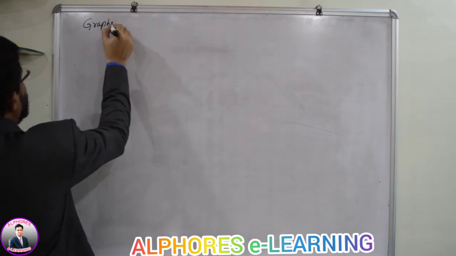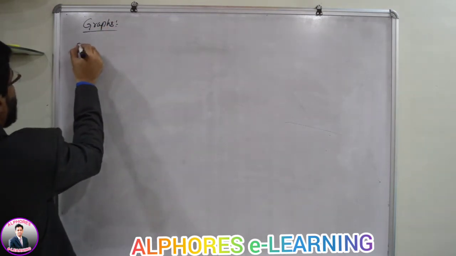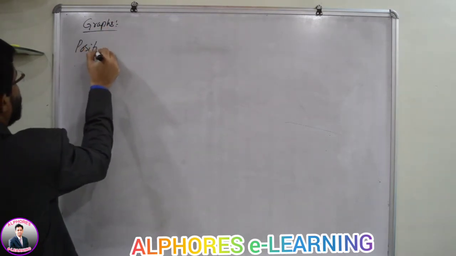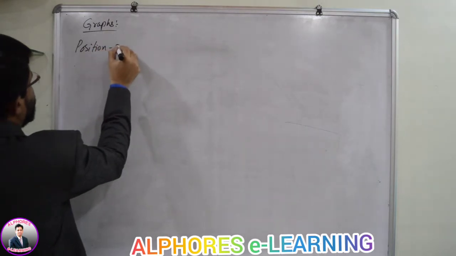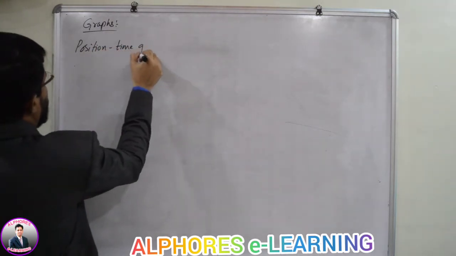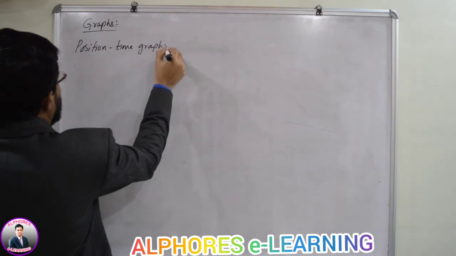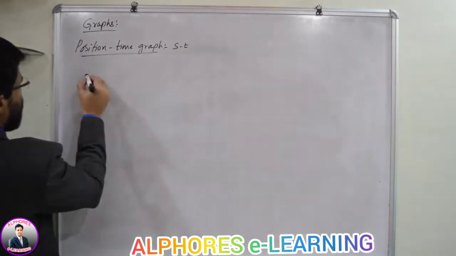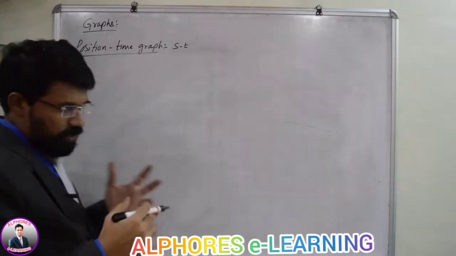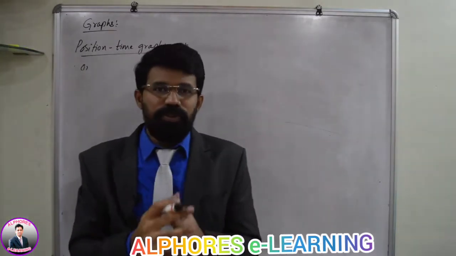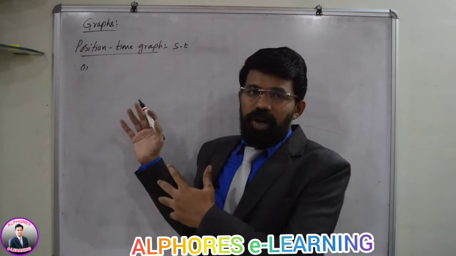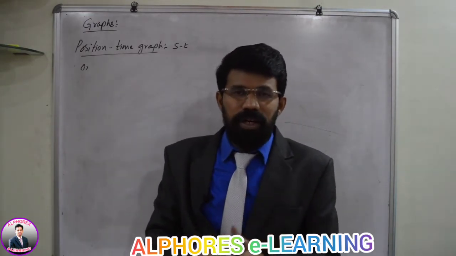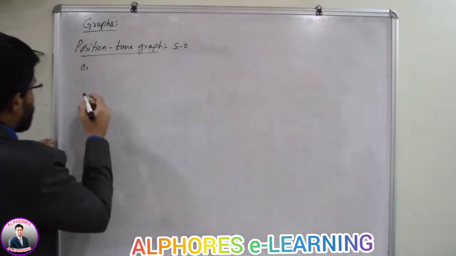Graphs. I'll start with the position time graph, or simply you can call it as ST graph. I will describe various situations. Corresponding to those situations, how the graph appears, let us try to identify that first. First I will start with this one.